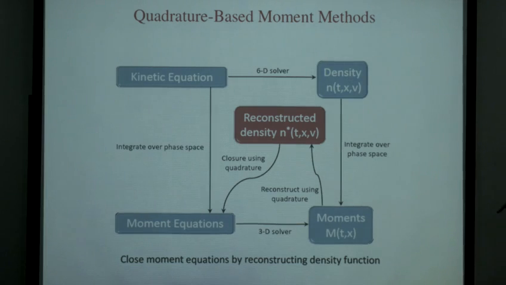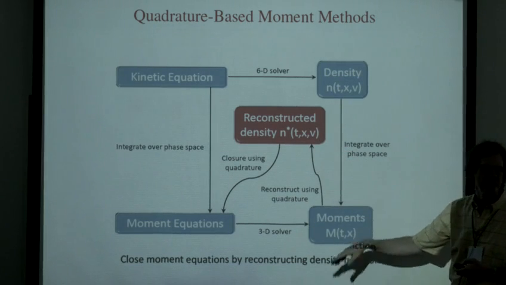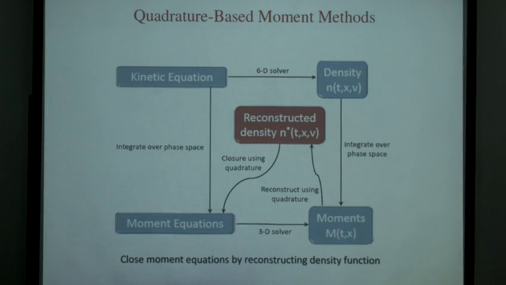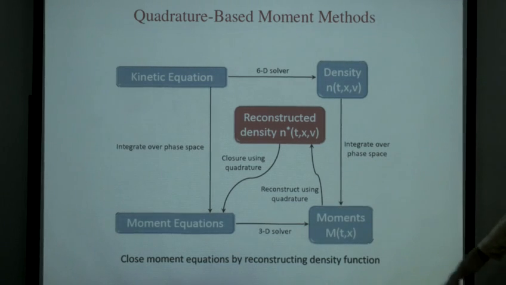The basic idea is that, given moments, you reconstruct a density function that gives you the same moments, and you use that to do closure. An obvious example is the isotropic Gaussian. The Maxwellian is a closure, right? If you say, I just know the granular temperature, you make a Maxwellian, and then you close the integrals. That's the classical way.